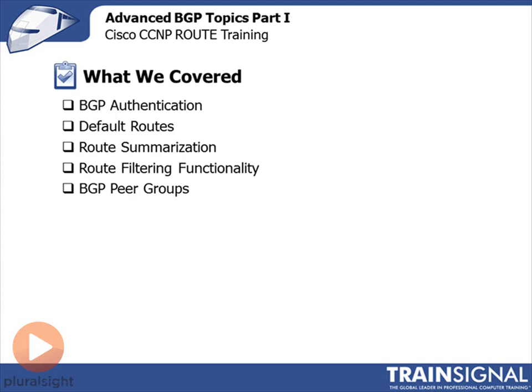So what did we go over? We covered BGP authentication between neighbors, default routes, route summarization using the aggregate-address command, which could include no summary to suppress more specific addresses, route filtering functionality, and BGP peer groups.